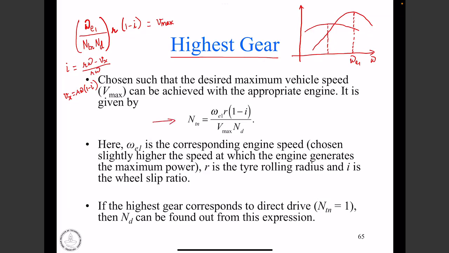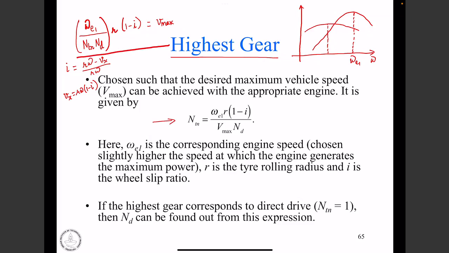Rearranging this equation, we get NTN times ND to be equal to omega E1 R 1 minus I divided by Vmax. All right, so I hope it is clear how we got this equation. So let me repeat. When we are looking at the higher maximum vehicle speed specification, we are going to operate at the highest gear, and the engine is going to be operated at a speed close to where we get the maximum power. Let's call the speed omega E1. This expression gives us a relationship between the various parameters involved in the process.